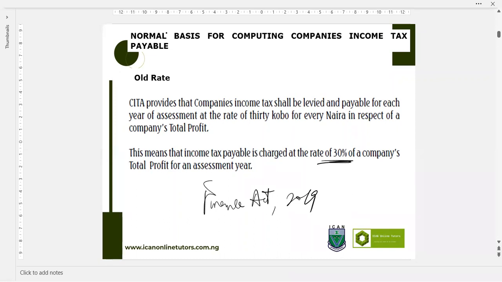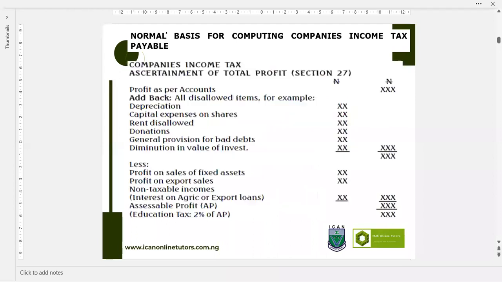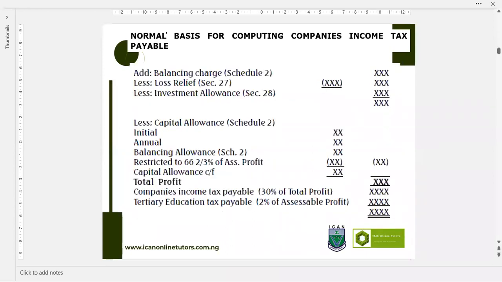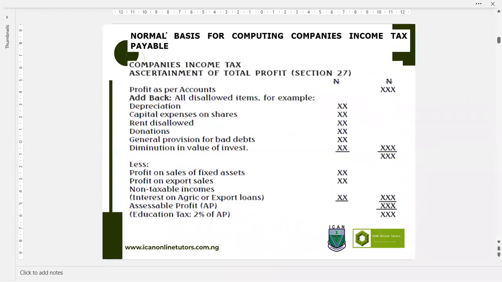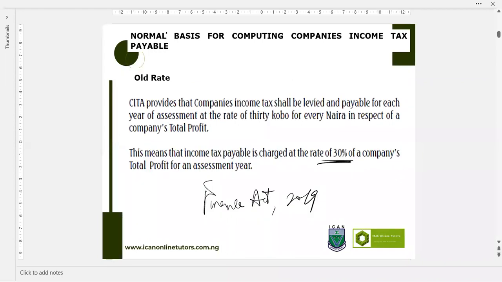The Finance Act of 2019 now classifies companies into three. And what are the three categories? We have the small companies, we have the medium size companies, and we have the large companies, according to the classification of the Finance Act of 2019.